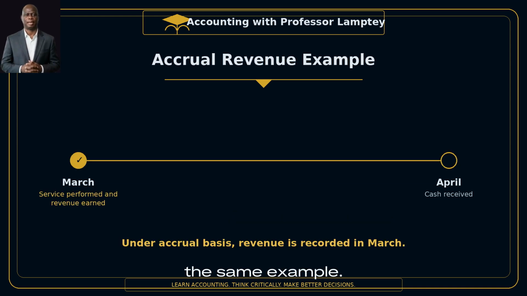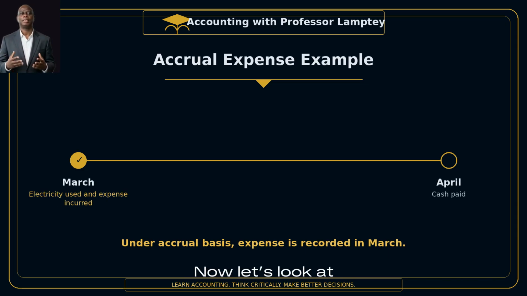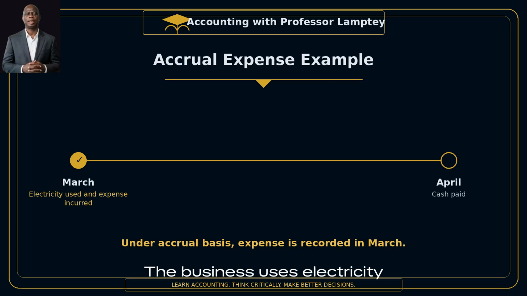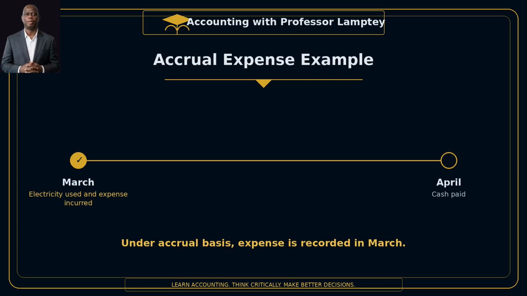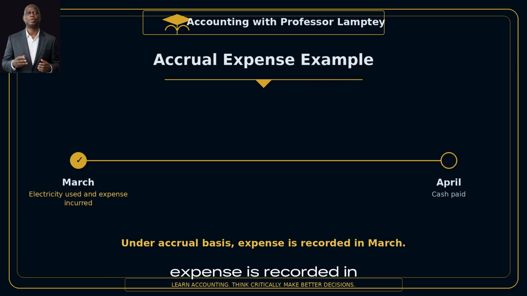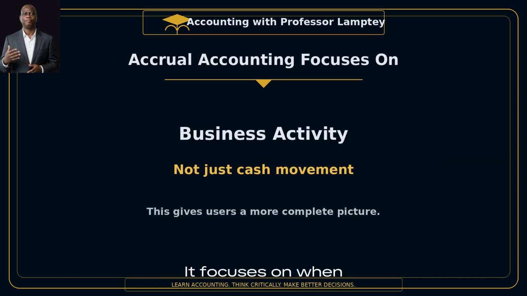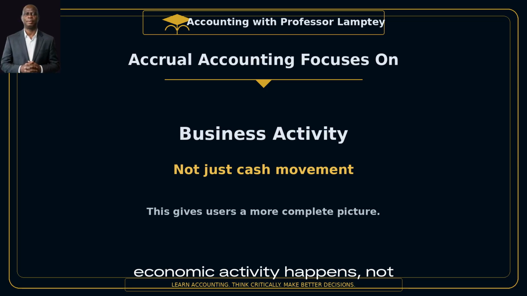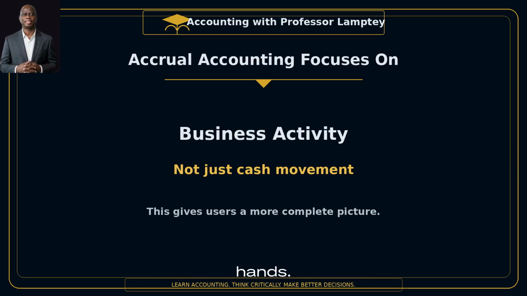Let's go back to the same example. Your business provides services in March. The customer pays in April. Under accrual accounting, the revenue is recorded in March because that is when the service was provided. The business earned the revenue in March. Now let's look at the electric bill. The business uses electricity in March, but pays the bill in April. Under accrual accounting, the expense is recorded in March because that is when the electricity was used. The business incurred the expense in March. That is accrual accounting. It focuses on when economic activity happens, not only when cash changes hands. This is why it gives users a more complete picture of the business.